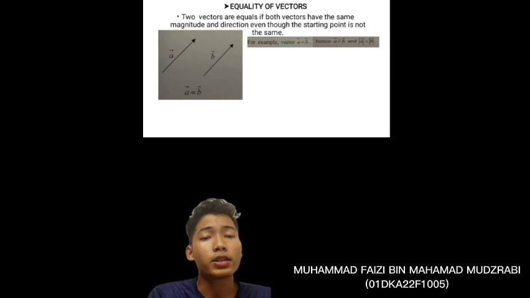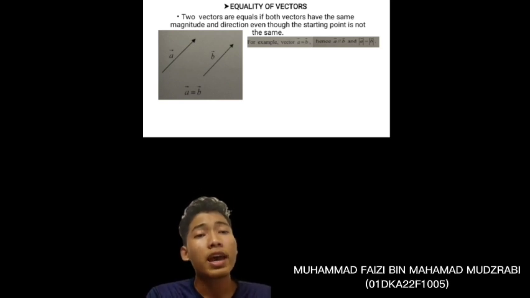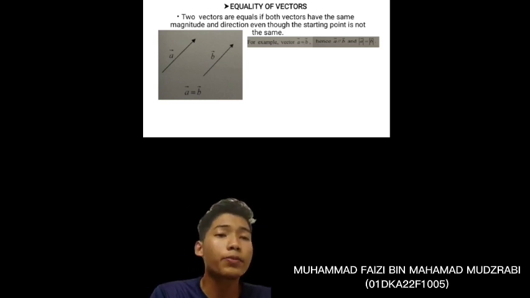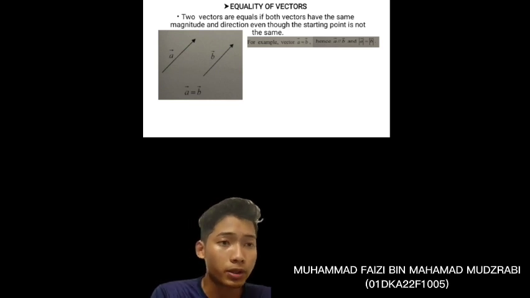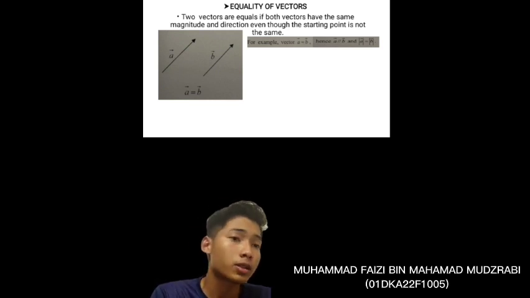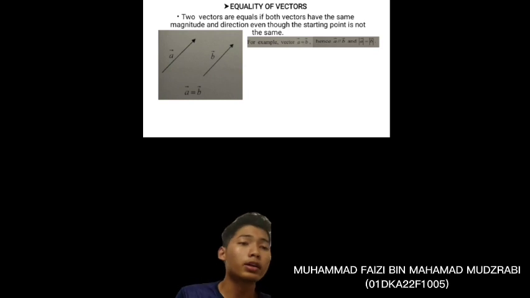Equality of vectors. Two vectors are equal if both vectors have the same magnitude and direction, even though the starting point is not the same. For example, vector AB equals CD.